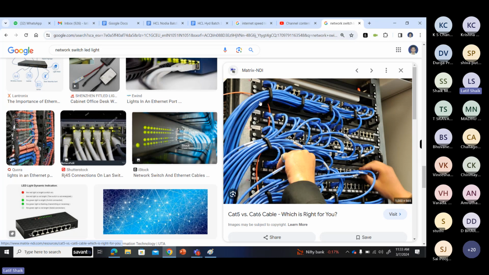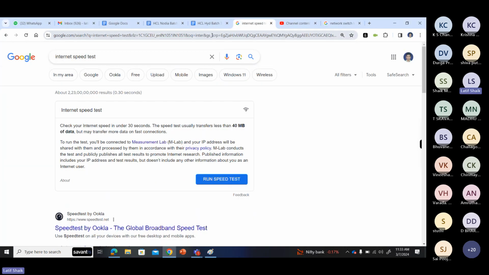If you get an issue, you should be able to identify which cable it is. Because in a bunch of cables, no one knows which cable has which end. Okay, so that is the thing. Good question.